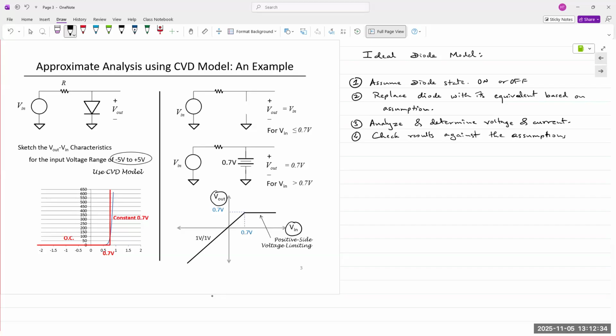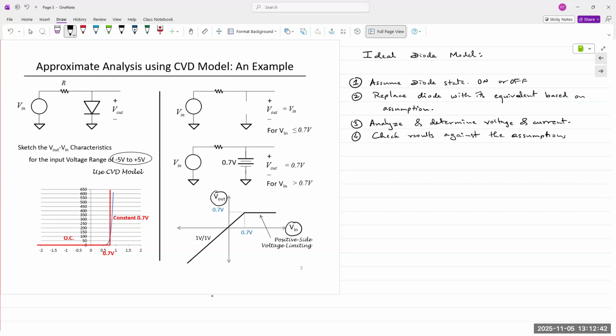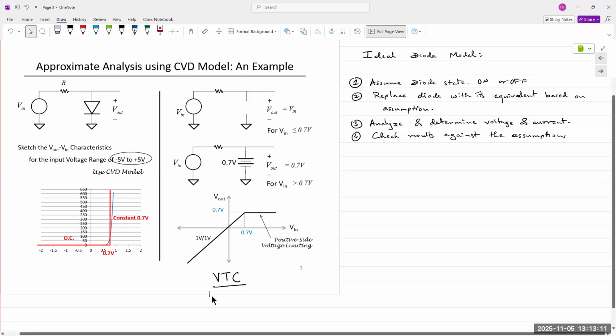Output voltage V out is on the y-axis, V in is on the x-axis. It's known as transfer characteristics because it is showing you the characteristics of the circuit, and how the input is transferred to the output. Hence the name transfer characteristics. And because it's talking about voltage, it's known as voltage transfer characteristics, or VTC for short. How is the input voltage being transferred to the output?